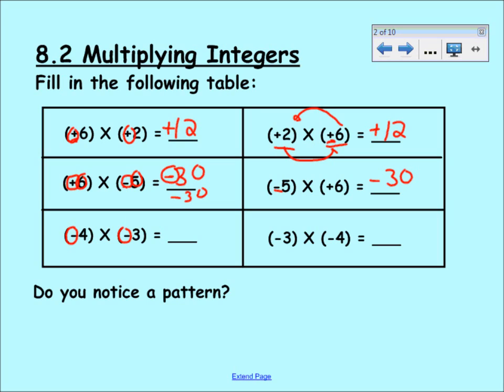We've got negative 4 times negative 3. 3 times 4 is 12. The rule is 2 negatives equal a positive, because we are taking out negatives, which leaves positives. So when we go negative 3 times negative 4, this again is positive 12. The pattern.